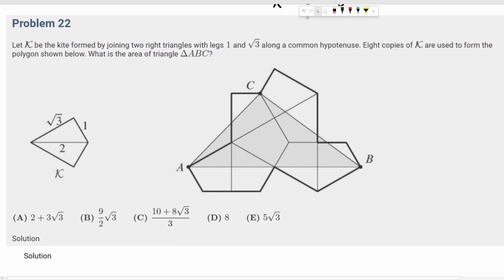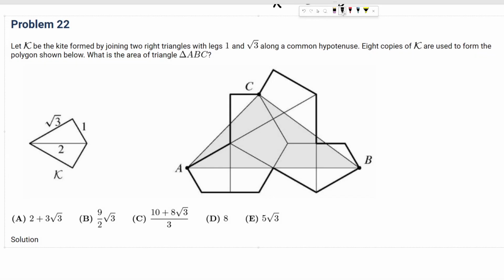This is problem 22. So this is a lot of 30, 60, 90 triangles, right? So we have that this long edge right here is going to be the root 3 edge. And how we're going to do this is we're just going to use 1/2 base times height. So you'll notice that the base is equal to 4 of these lengths all joined together. So we just need to find this length in order to find the base.